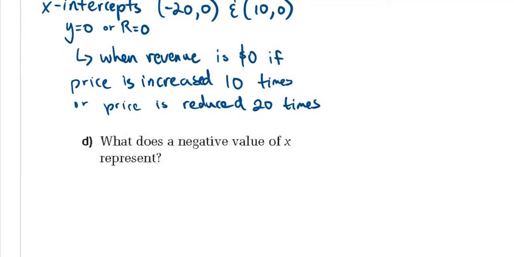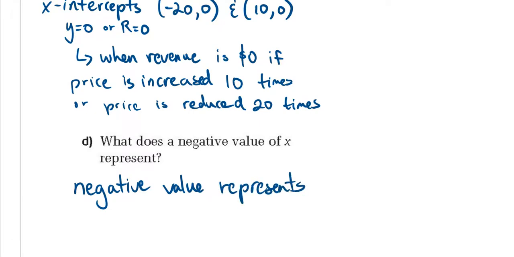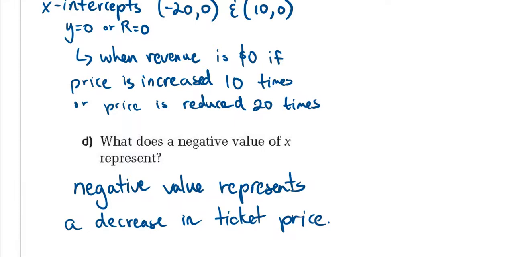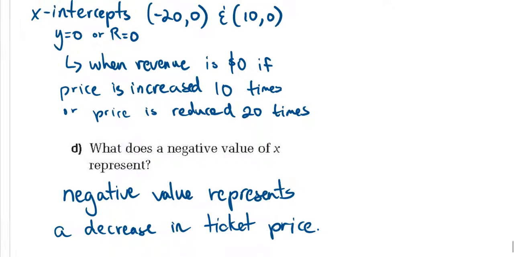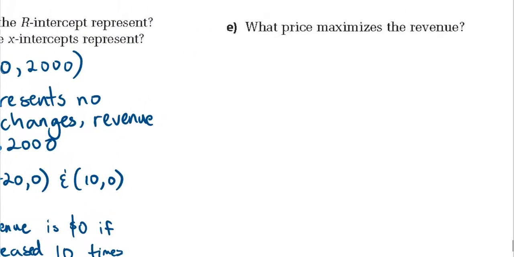Let's answer this question. What does a negative value of x represent? So a negative value represents a decrease in the ticket price. So a decrease may not have occurred to you because the question sort of hinted, well, how much do you have to increase the price? Well, you can also decrease the price to get maximum value.